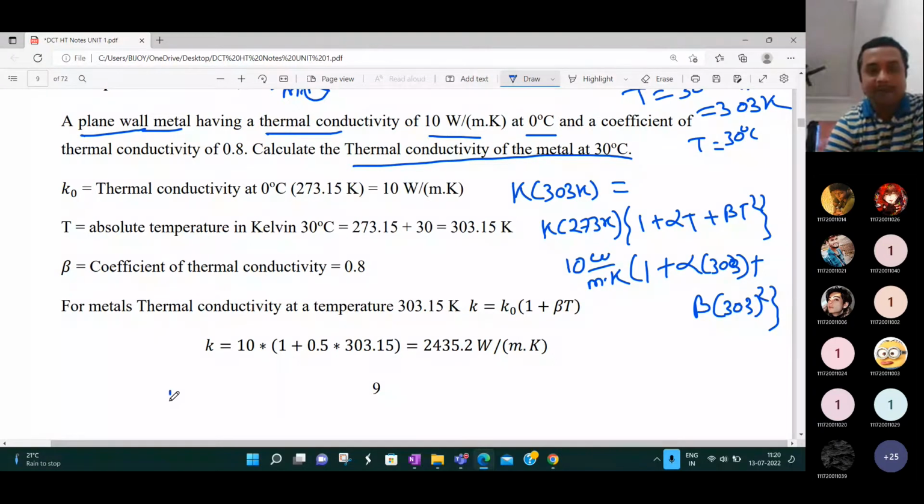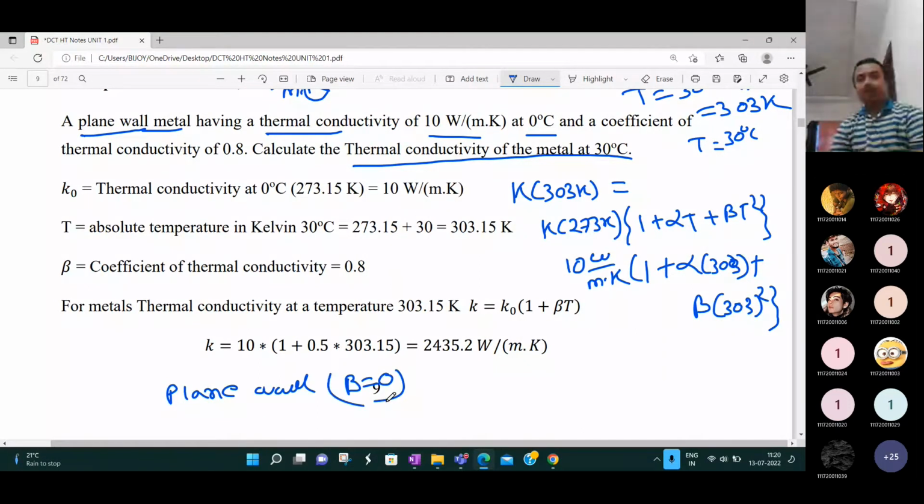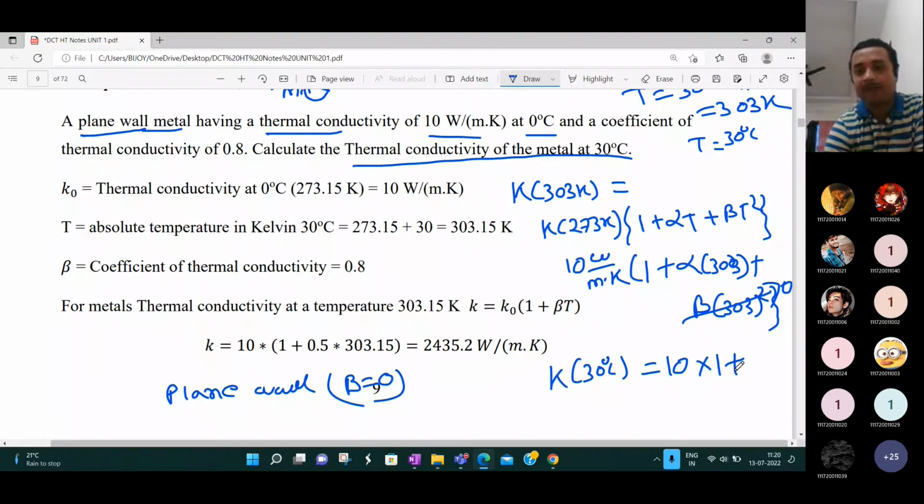In case of a plain wall, the beta will generally be 0. Just remember, in case of a plain wall, the beta value will be 0. So we can eliminate this term because beta will be 0. So what will be the K value at 30 degree centigrade? It will be 10 into 1 plus alpha.